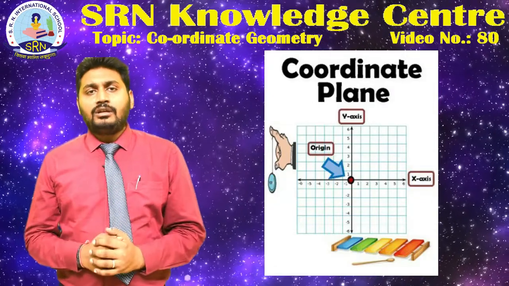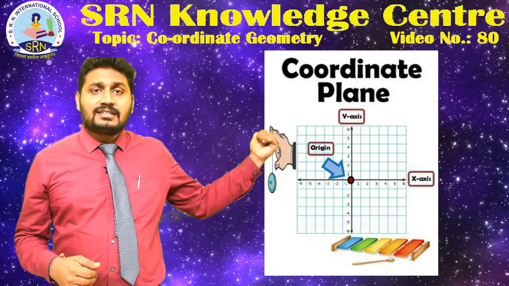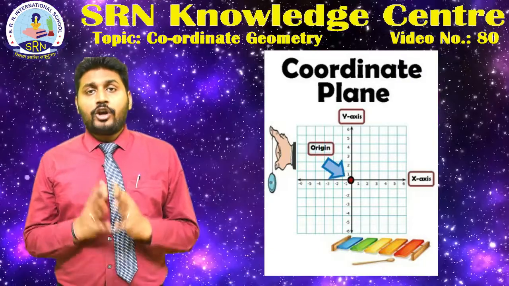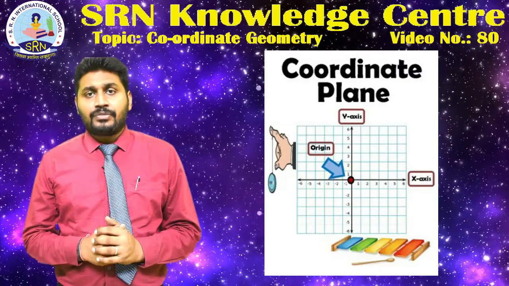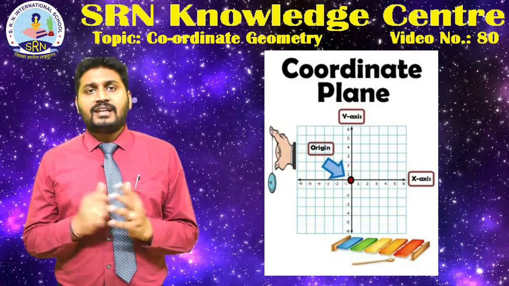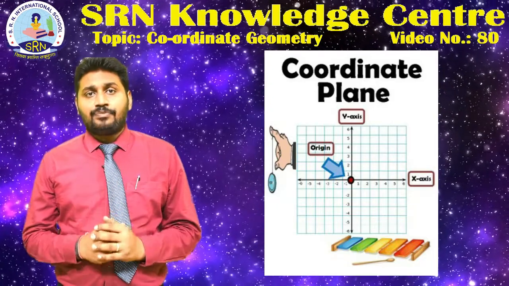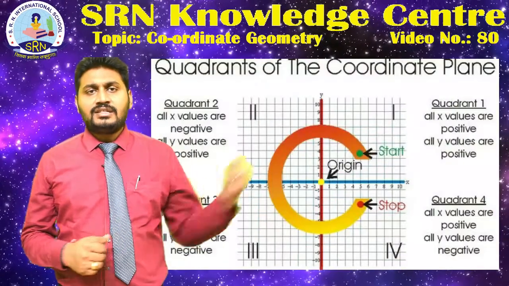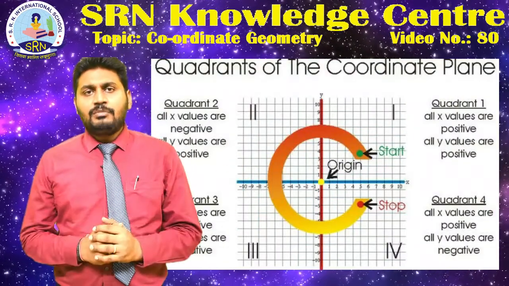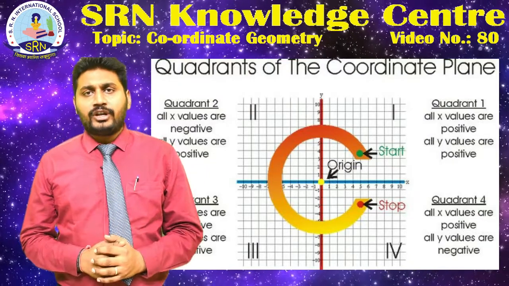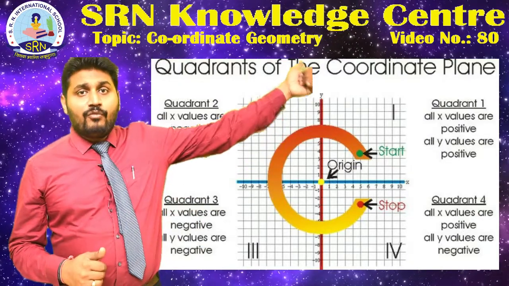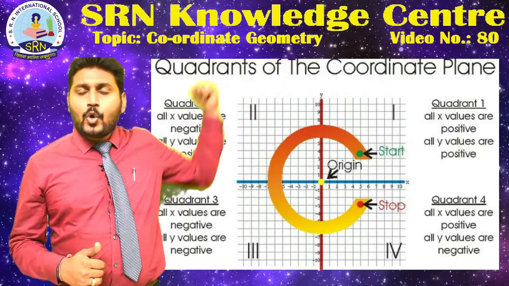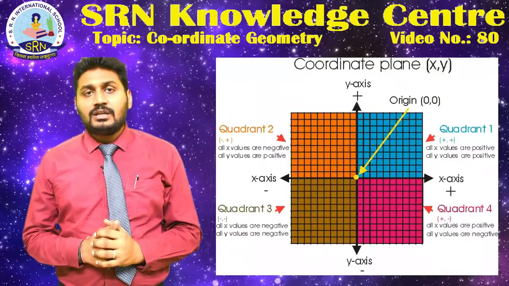The central point where both the axes meet is known as the origin, whose coordinates are (0, 0). Another name of the x-axis is abscissa and of the y-axis is ordinate. As you can see in the figure, the Cartesian plane is divided into 4 quadrants. These are numbered from 1 through 4, starting from the upper right and going around counterclockwise.